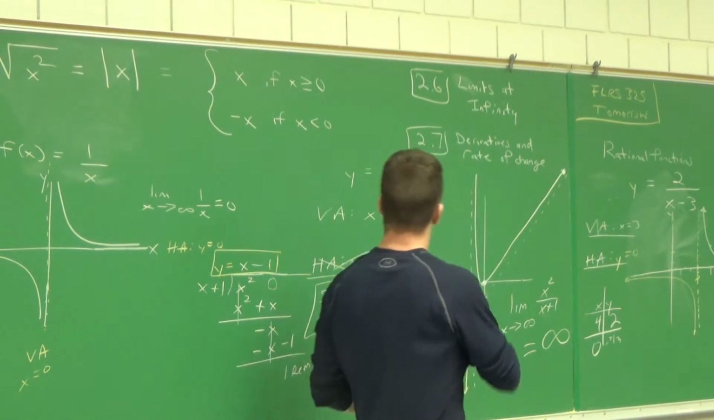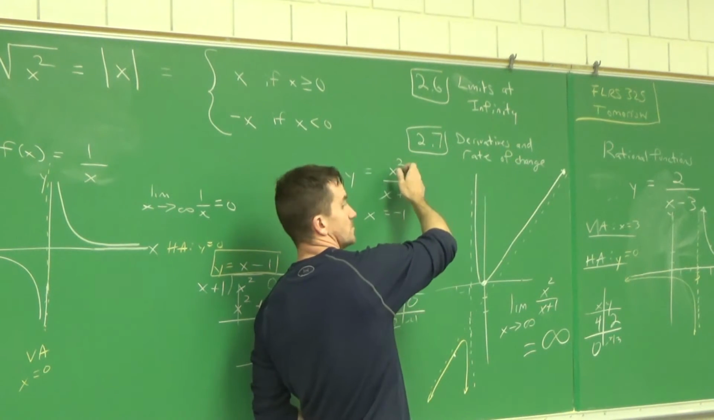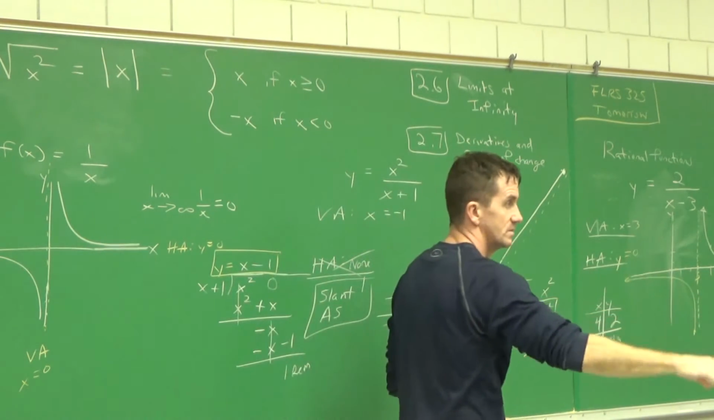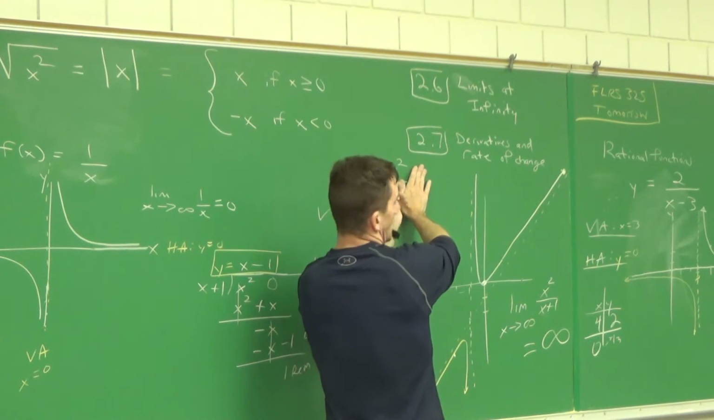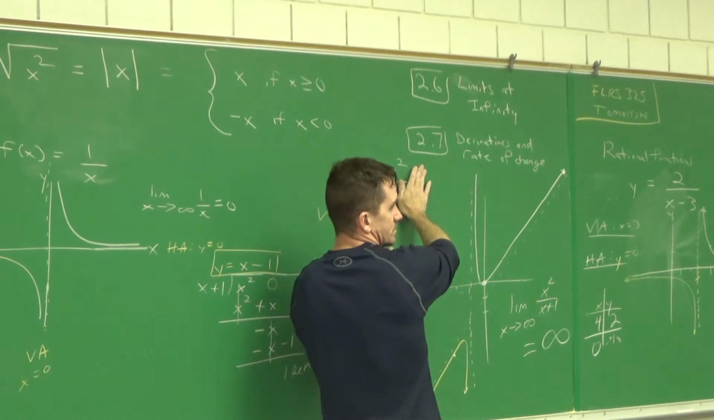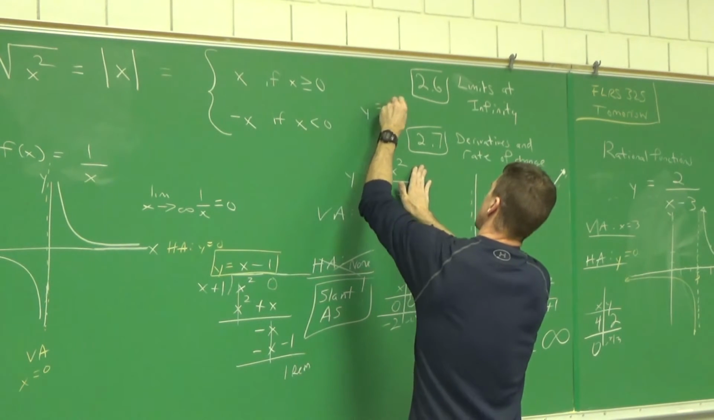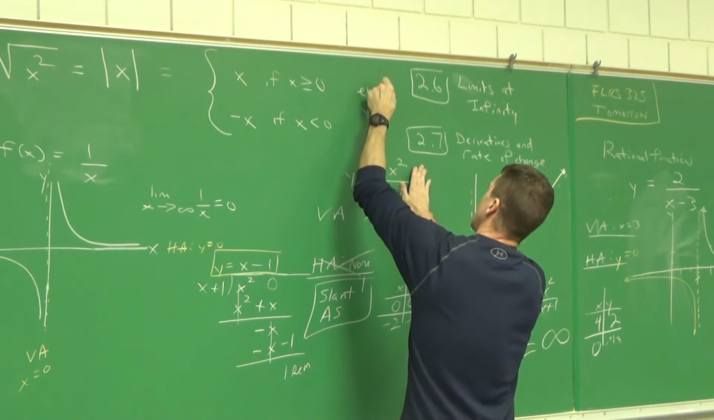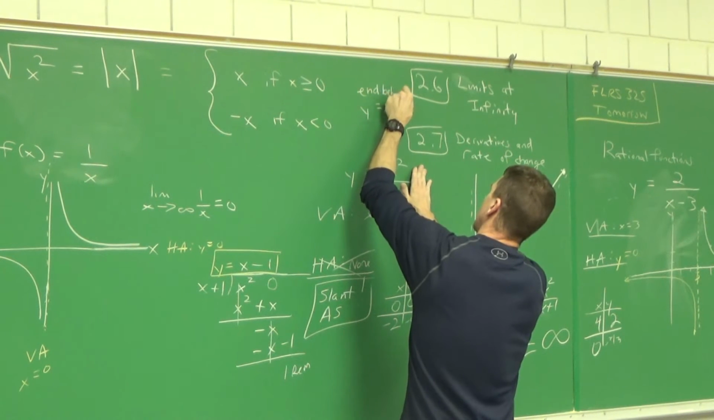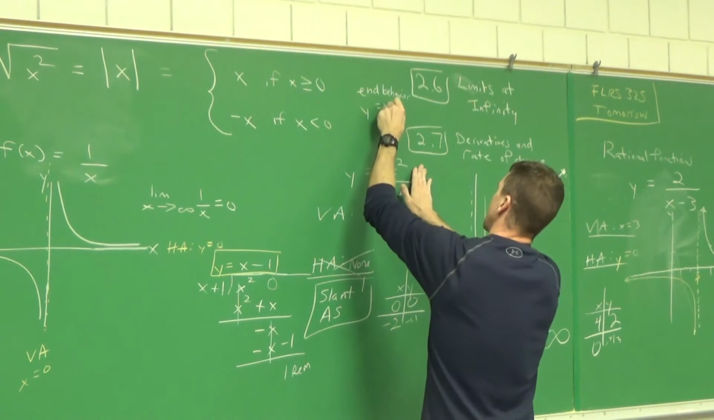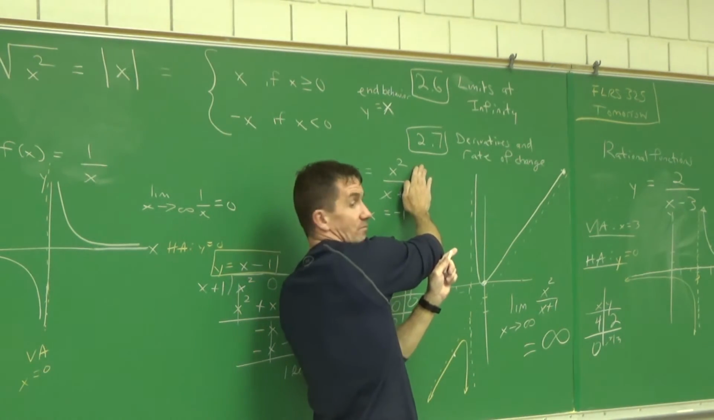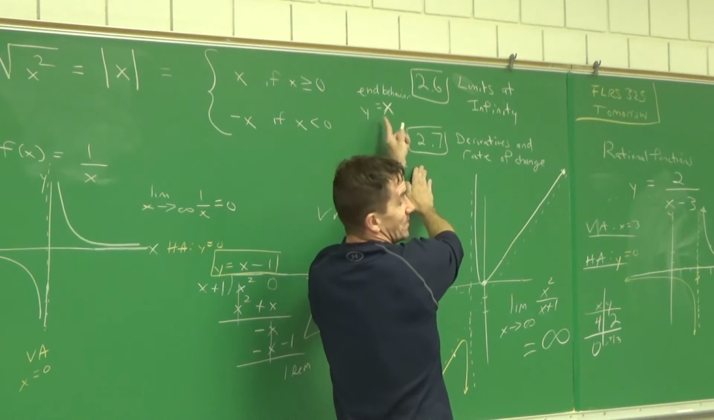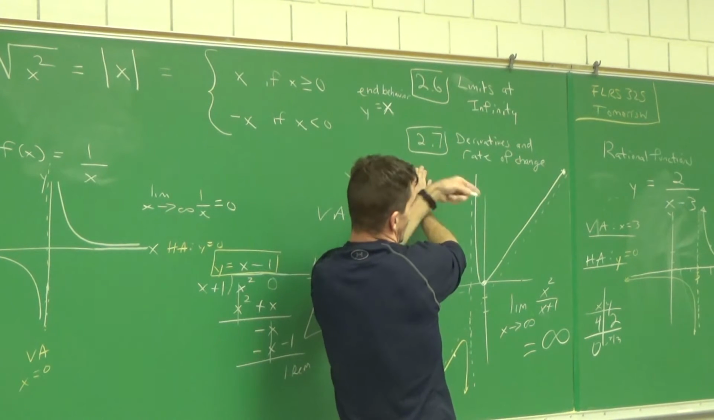Here's the deal. If you get this scenario of highest power on the top for rational functions, I want you to ignore this 1 here and just divide. Think about the end behavior of that function. What's x squared over x? I'll write that down: y equals x. This is called the end behavior of this expression. If you know the end behavior of that, you know the answer to this question.